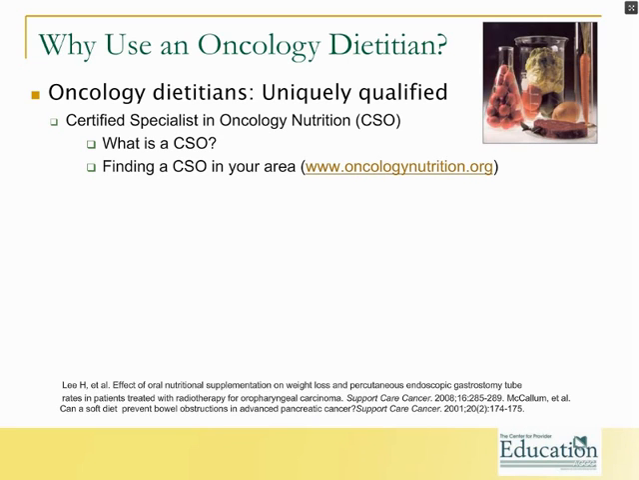So if you're trying to find an oncology dietitian, all you have to do is log on to the oncologynutrition.org website and search under certification, then find a CSO and see if you have an oncology dietitian in your area. That's always a very good place to start.